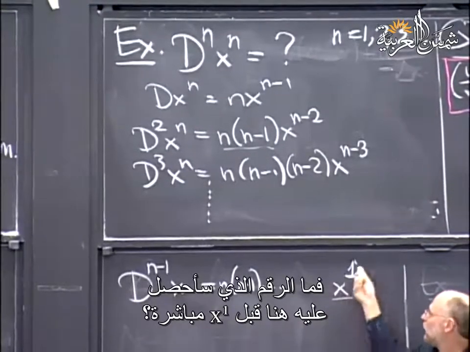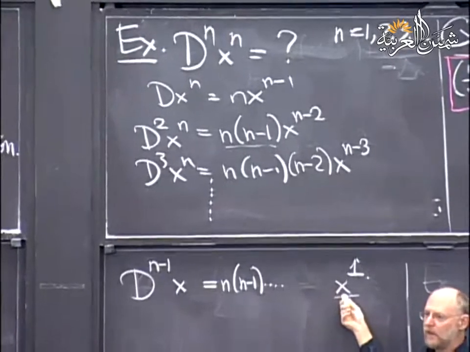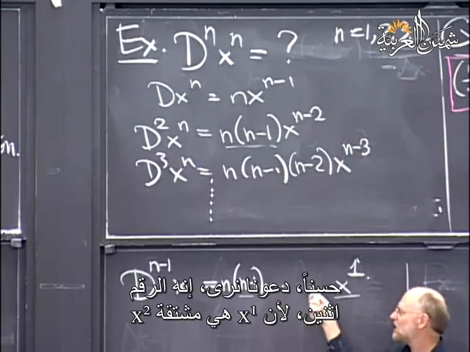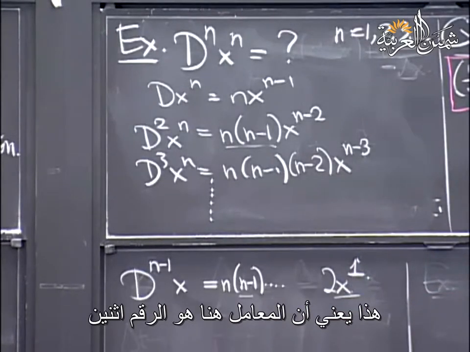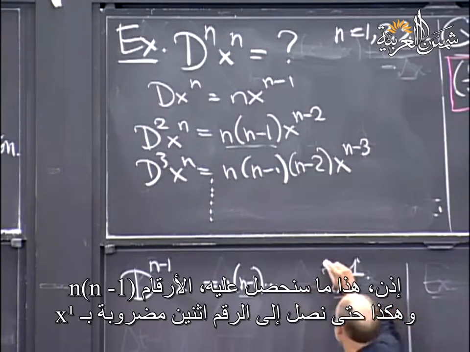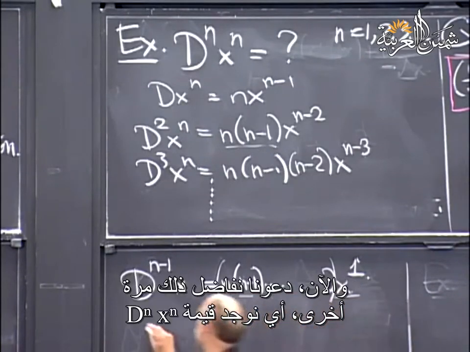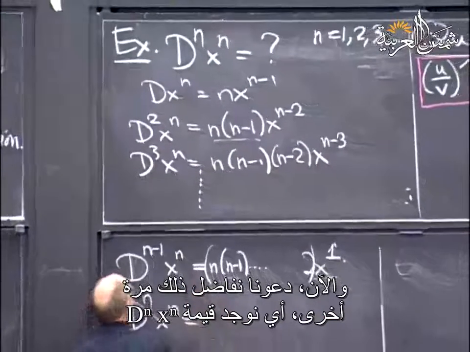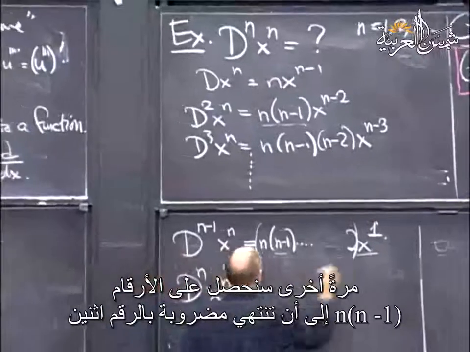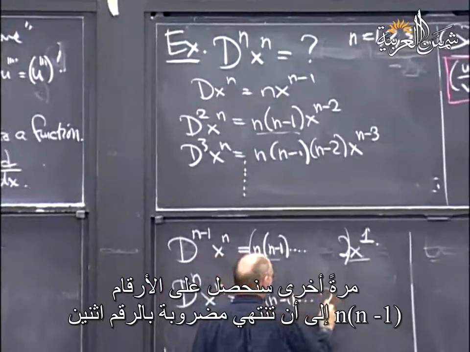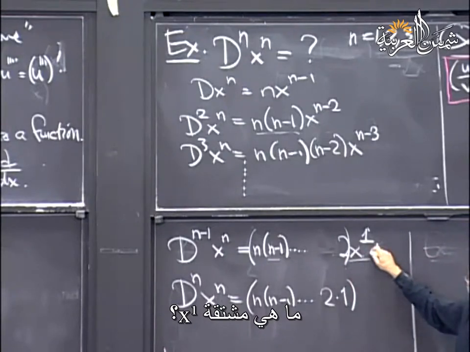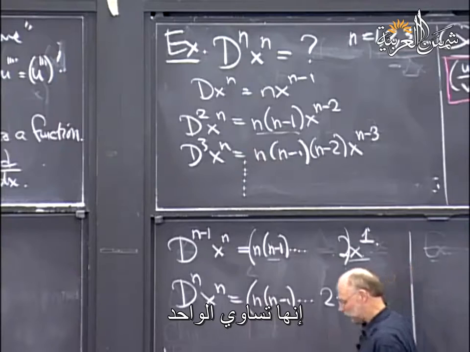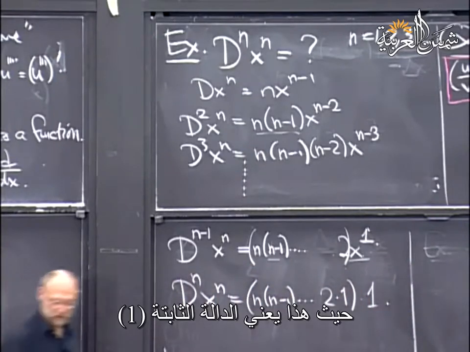What's the last integer that came down when I got x to the first here? Well, let's see. It's just 2, because this x to the first power occurred as the derivative of x squared, and the coefficient in front of that is 2. So that's what you get. The numbers n minus 1 and so on down to 2, times x to the first. Now we can differentiate one more time and calculate what D to the n of x to the n is. I get the same number, n times n minus 1, and so on, times 2, and then times 1, because the derivative of x to the 1 is 1, where this 1 means the constant function 1.